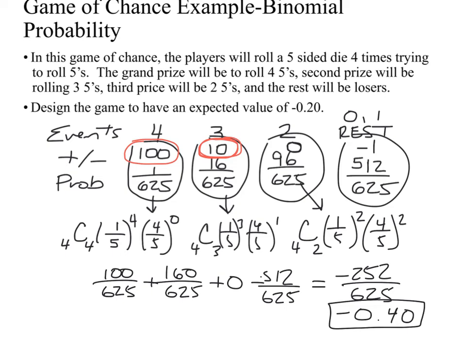But I'll let you play with this one a little bit to kind of determine what you could do to change this. Another thing you could possibly do is to give them $1 every time they get 2 fives. That would add another $96 in there, and it would be pretty close.